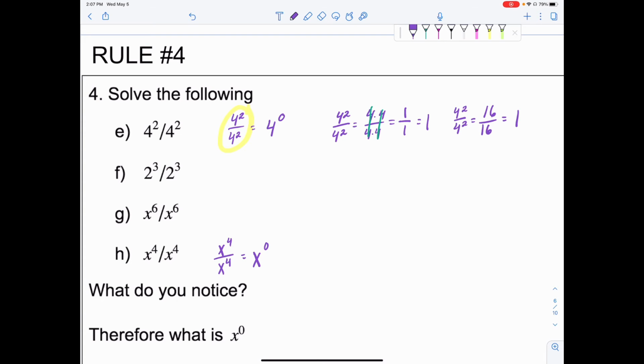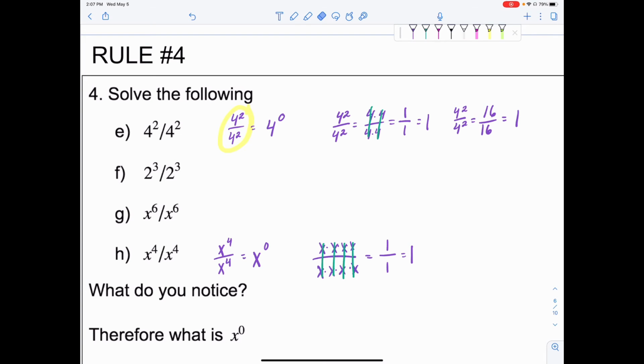Likewise, for h, if we were to write h out the long way, x to the 4th over x to the 4th, then we can go back to that division from last class. X divided by x is 1, 1, 1, 1. So in our numerator, 1 times 1 times 1 times 1 is 1. Denominator, we would also get 1. And 1 divided by 1 is 1.